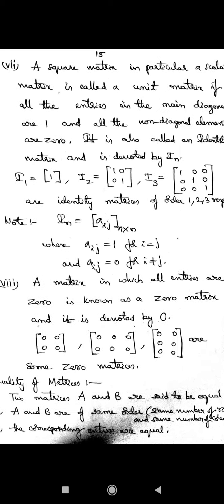Two matrices A and B are said to be equal if A and B are of the same order. There should be two conditions to be satisfied if we say that two matrices are equal. What are those two conditions? A and B should be of the same order, same type. Same type of matrices are same ordered matrices. That means they should have the same number of rows and the same number of columns.